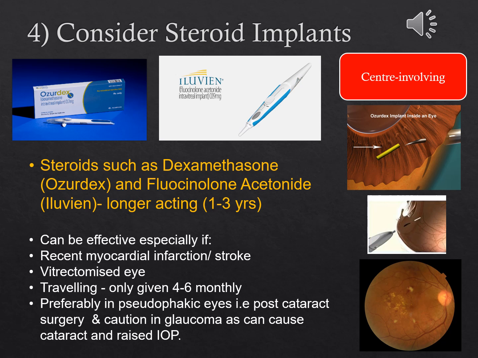These can be effective, especially if a patient has had a recent myocardial infarction or stroke and may be a safer option, or if someone's had a vitrectomized eye, or if someone's travelling, as these only need to be given 4 to 6 monthly. It is preferable to give these in pseudophakic eyes, as they can cause cataract, and caution must be applied in glaucoma patients as they can cause a raised IOP.